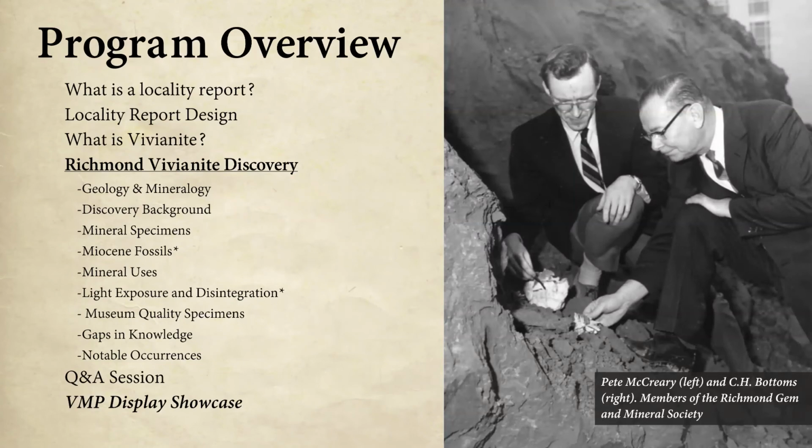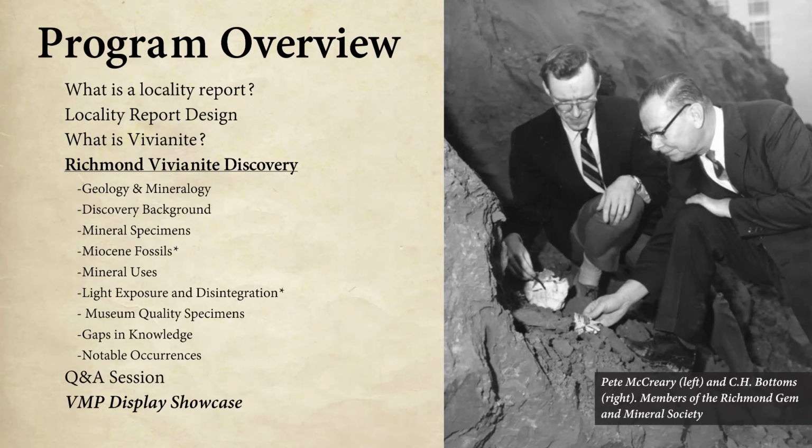The mineral uses of Vivianite, if it's important, if it's not important, light exposure and disintegration. Light exposure is a big topic with Vivianite, and especially specimens from the Richmond locality. There's a huge issue with them falling apart over the years.